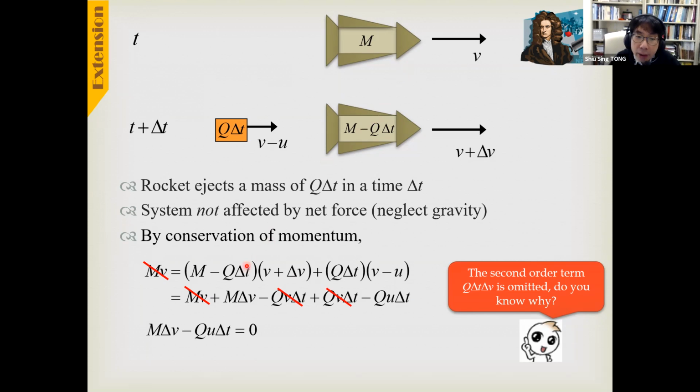Now we expand these two brackets, and some of the terms cancel, including the q delta t here. The qv delta t here cancels with the minus qv delta t. We have mv as the first term, but it cancels with the mv on the left-hand side. And we also have the term m delta v, and a second order term, q delta v delta t. Now we omit this term.